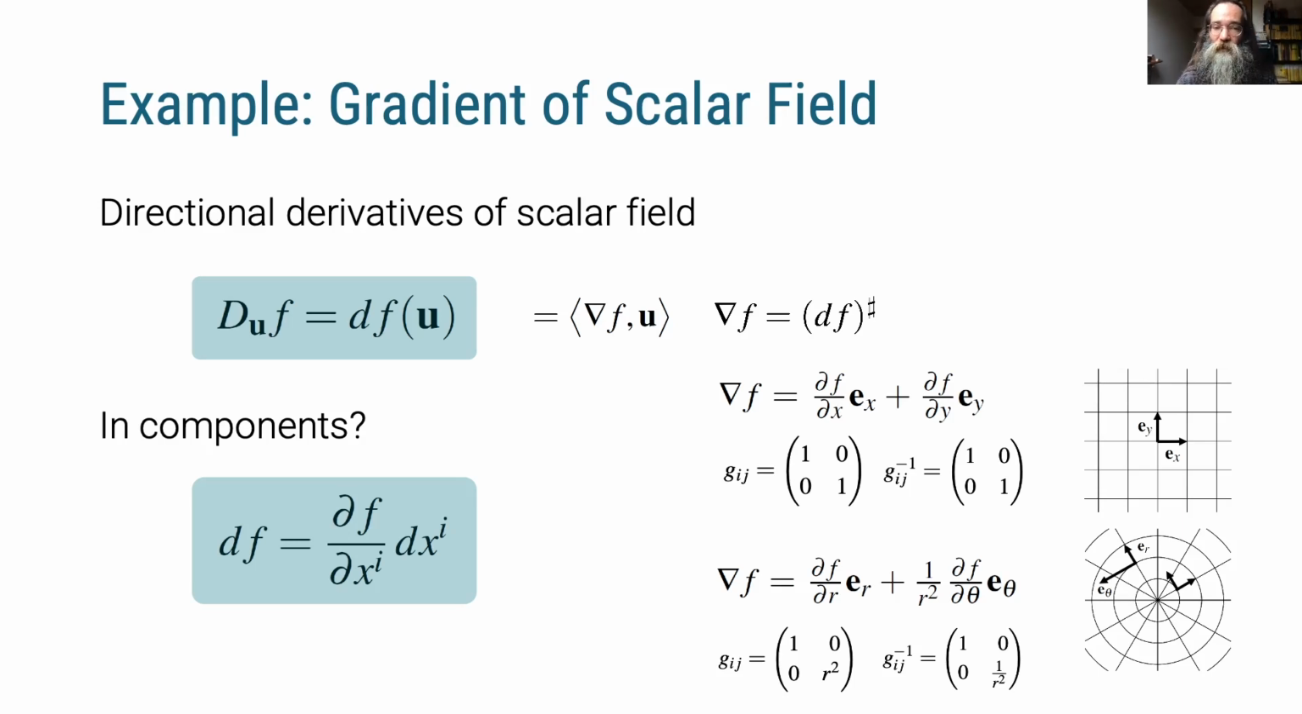Things change because now the matrix of the metric is actually not the identity matrix anymore, but it has an r squared in the lower right entry. And the inverse then has a 1 over r squared in the lower right entry, so we have to multiply this inverse with the components to get the components for the basis vectors. This means that the gradient in polar coordinates has the partial derivative of f with respect to r for the basis vector in direction r, but the component in the direction theta is actually 1 over r squared times the partial derivative of f in direction theta.